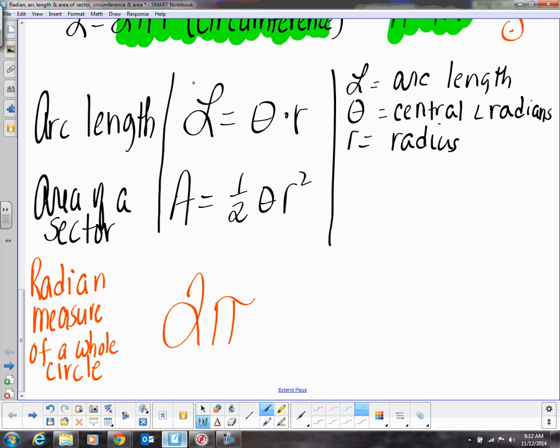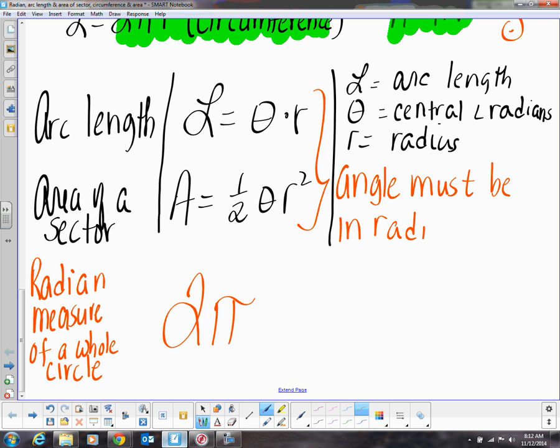All right. And in order to use these two formulas, the angle must be in radian measure. Must be in radian measure. Central angle in radians. Okay, this is just an emphasis.